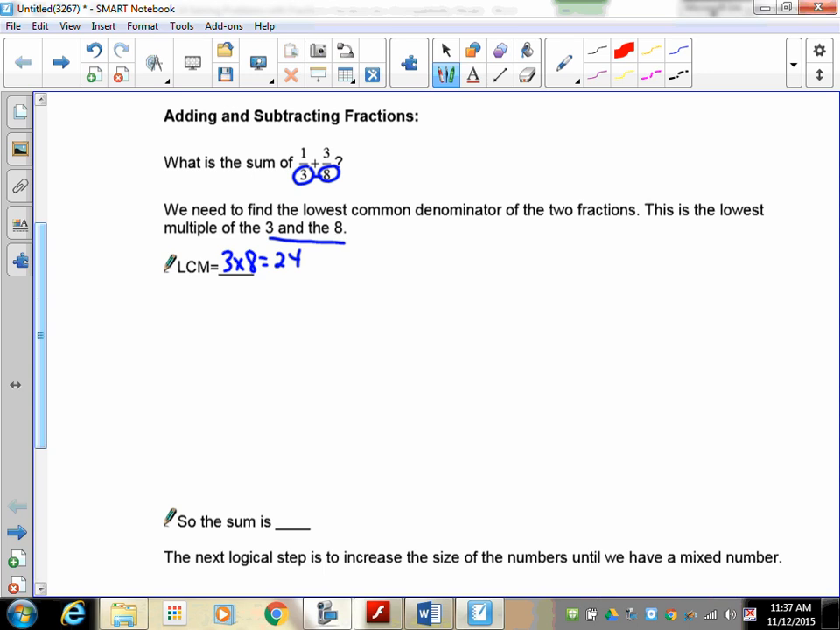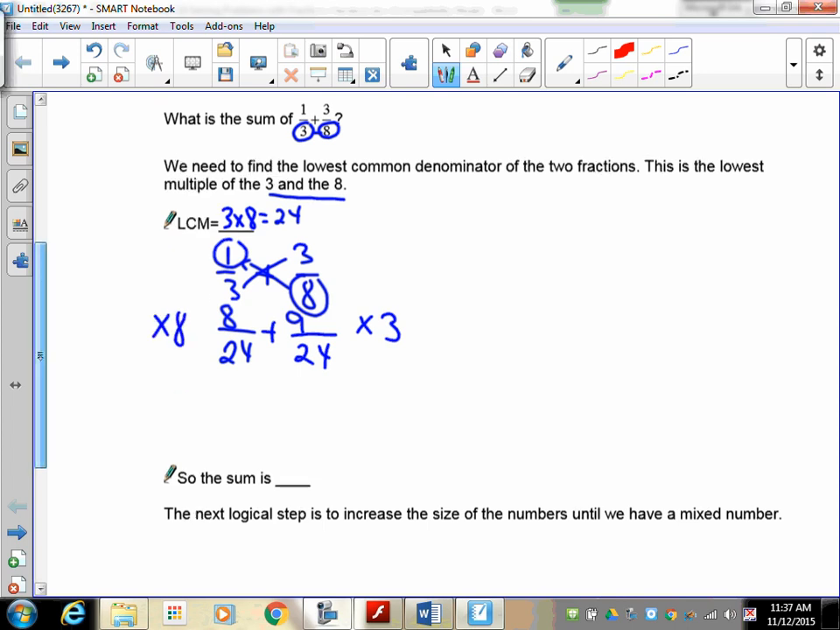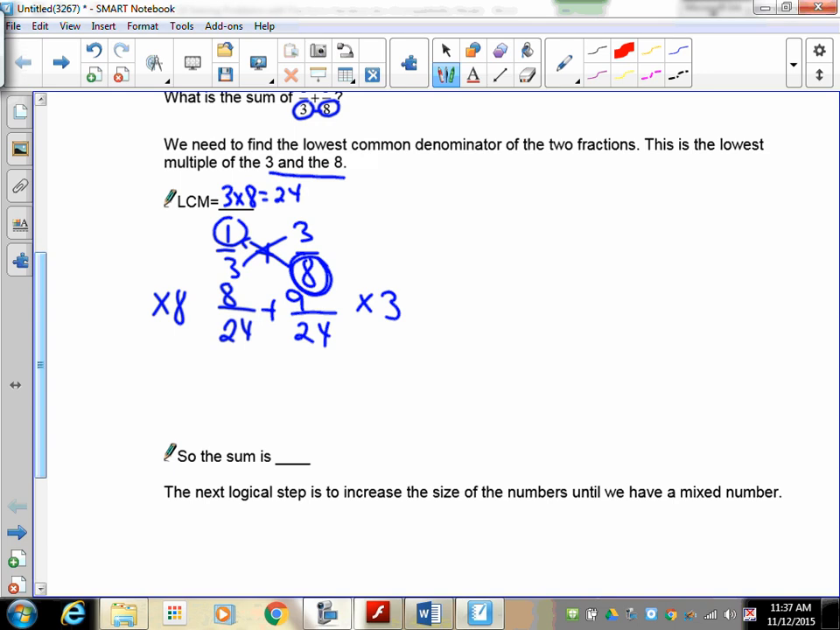I've got 1 over 3 plus 3 over 8, and I want to have 24 in the denominator. If you think about it, to get 3 to become 24 we multiplied by 8, so you have to take the 1 and multiply it by 8 also. To get the 8 to become 24, we multiplied by 3, so 3 times 3 is 9. We multiplied by 8, which is the denominator of the second fraction, and over here we multiplied by 3, which is the denominator of the first fraction.